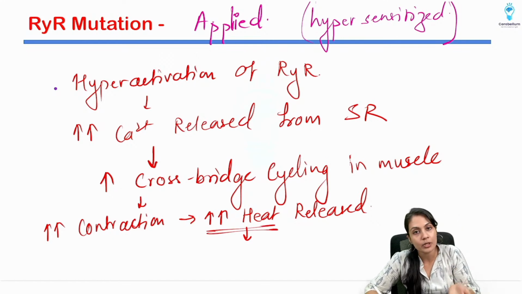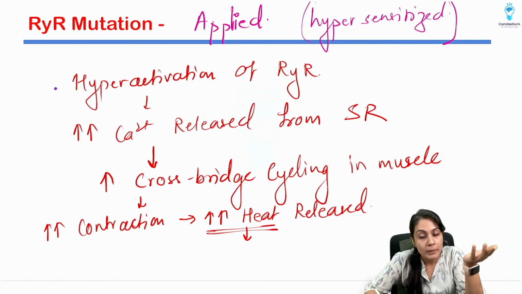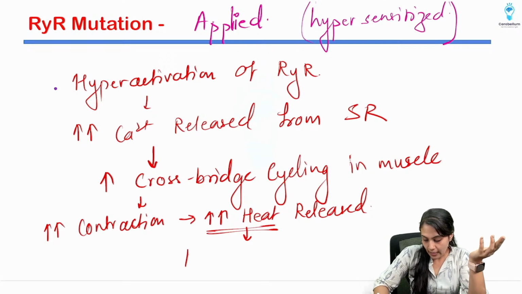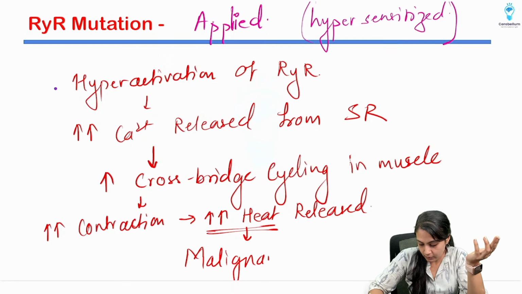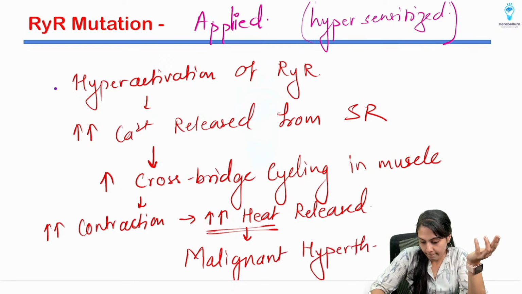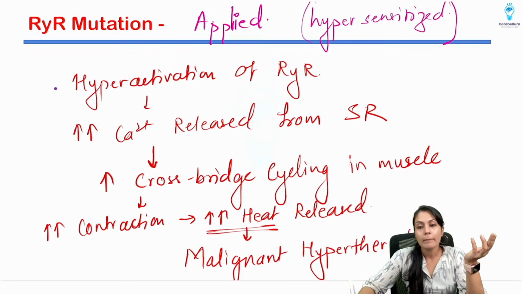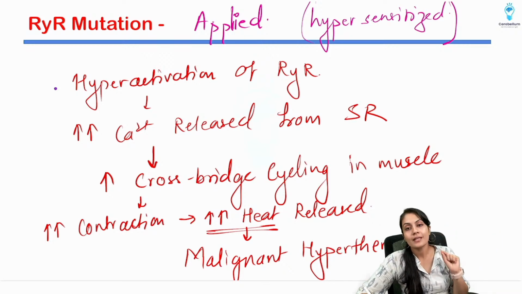Whenever we say that the temperature is going to increase, we call it thermia, for temperature, right? And this is the condition which is known as malignant hyperthermia. Malignant hyperthermia, which is going to take place, is because of the hypersensitivity of the RYR. There is no particular cause of this.